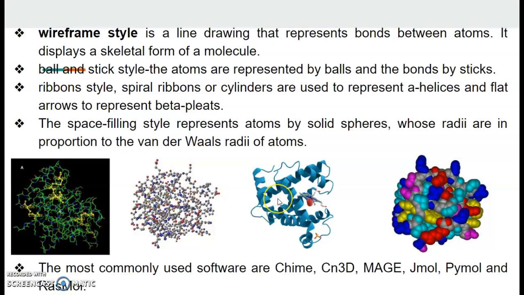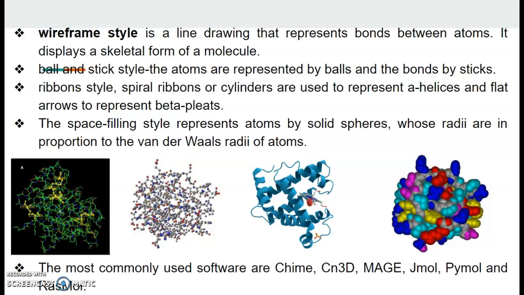And the third one is the ribbon model. Here the spiral ribbon, or the cylindrical form also, can be used to represent alpha helices and beta plates. The fourth one is the space filling style, in which the atoms are represented by solid spheres, while the radii are in proportion to van der Waals radii.